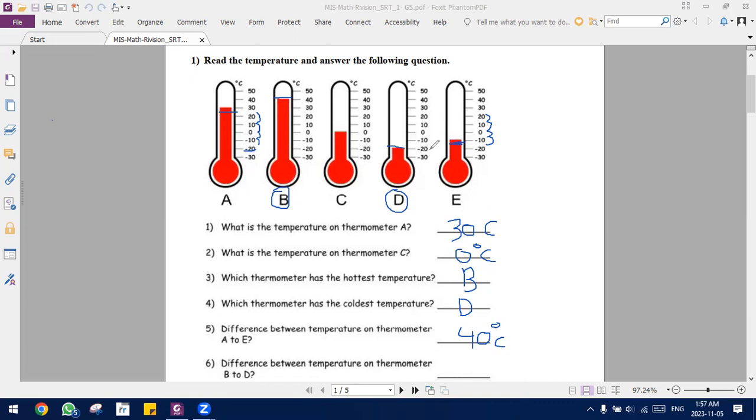We can find the answer in a different way. We can, for example, go to 0. This is 20. And then from 0 to 40, this is 40. So in total, if I add them, it's 60.